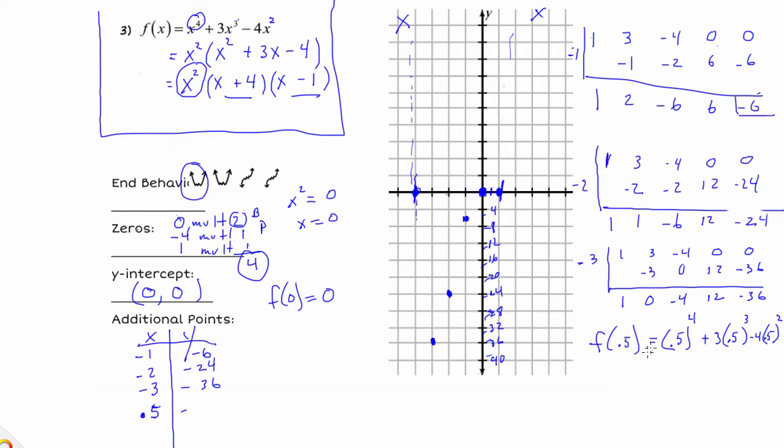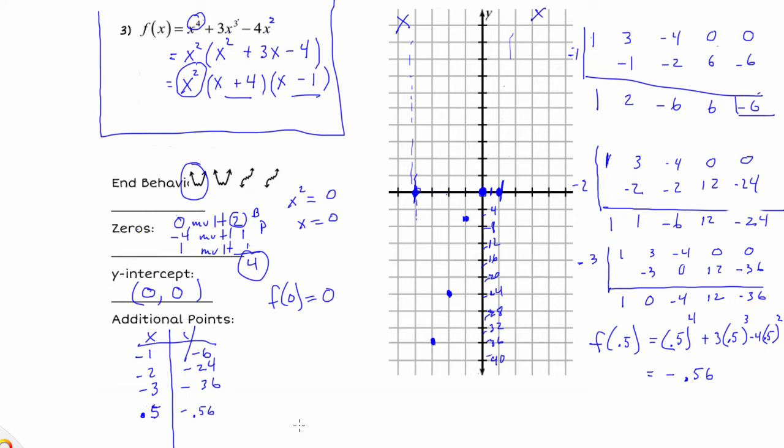All right, I had to pop that in my calculator, and I'm getting that that is negative 0.5625. Let's round that to negative 0.56, because we're never going to be able to graph those small increments of hundreds and thousands.